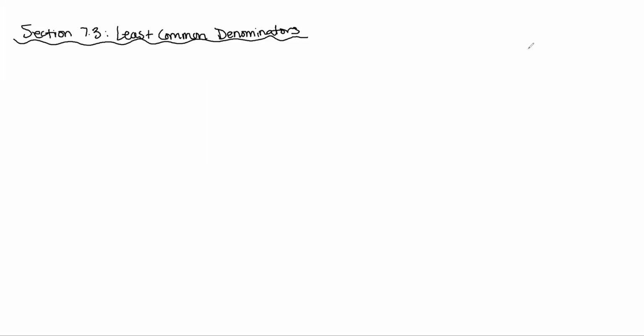Okay, so let's continue along with chapter 7. So we've already seen simplifying rational expressions. We've seen multiplying and dividing them, which is really similar to simplifying. The big thing is factor, factor, factor, so that you can cancel things out. Now we're going to get into least common denominators, which hopefully sounds really familiar.